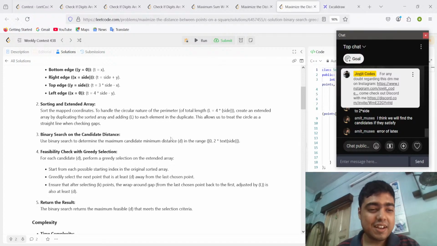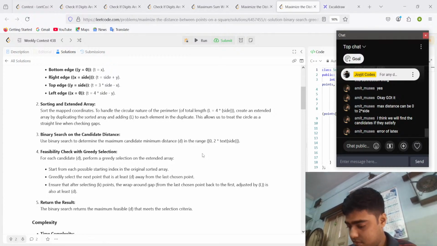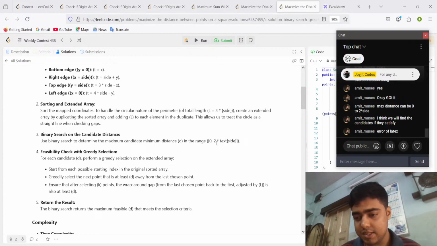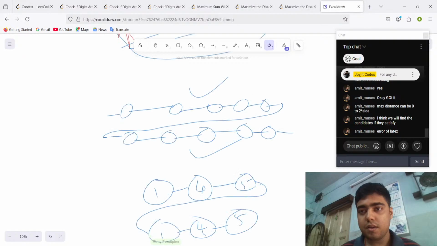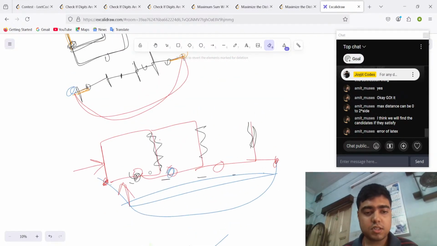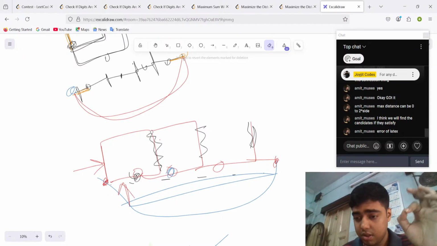So we can binary search on the candidate distance, because we know that the distance can never exceed 2 times side. That is, the distance can never exceed this. So we can do a binary search on all the distances.